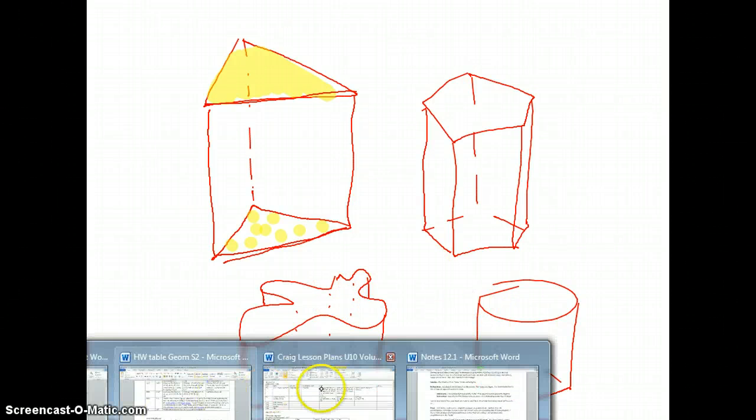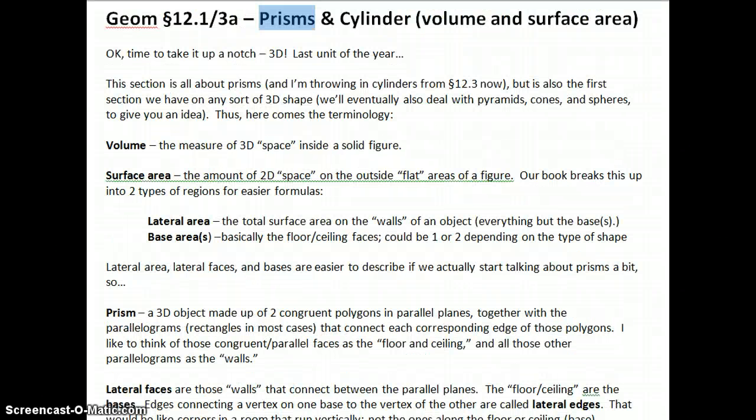The book separates out prisms and cylinders into two different sections. That's why I have 12.1 here and 12.3. I called it 3A. They have cylinders and cones in this section 3. I think if we do cylinders on the day we do prisms and we do cones on the day we do pyramids, we'll take care of two sections in 3 days. So we're doing the first half of 12.3 also.